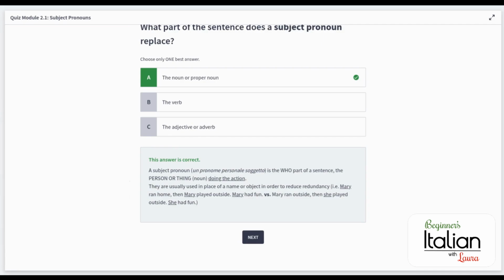For example, if you wanted to say, Mary ran home, then Mary played outside, Mary had fun, you could use a subject pronoun in place of Mary by saying Mary ran outside, then she played outside, she had fun.